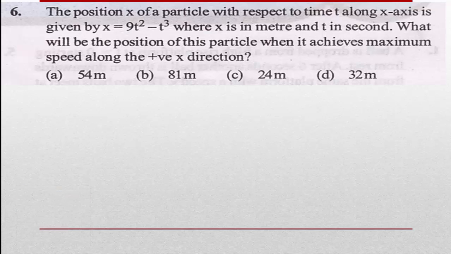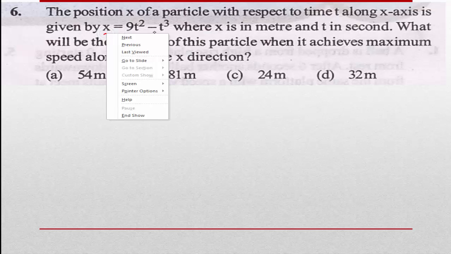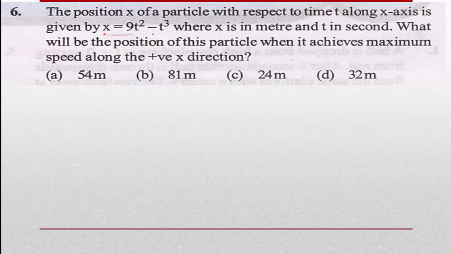That is question number 6. The position of a particle with respect to time t along the x-axis is given by x equal to 9 into t square minus t cube, where x is in meter and t is in second. What will be the position of this particle when it achieves a maximum speed along the positive x direction?